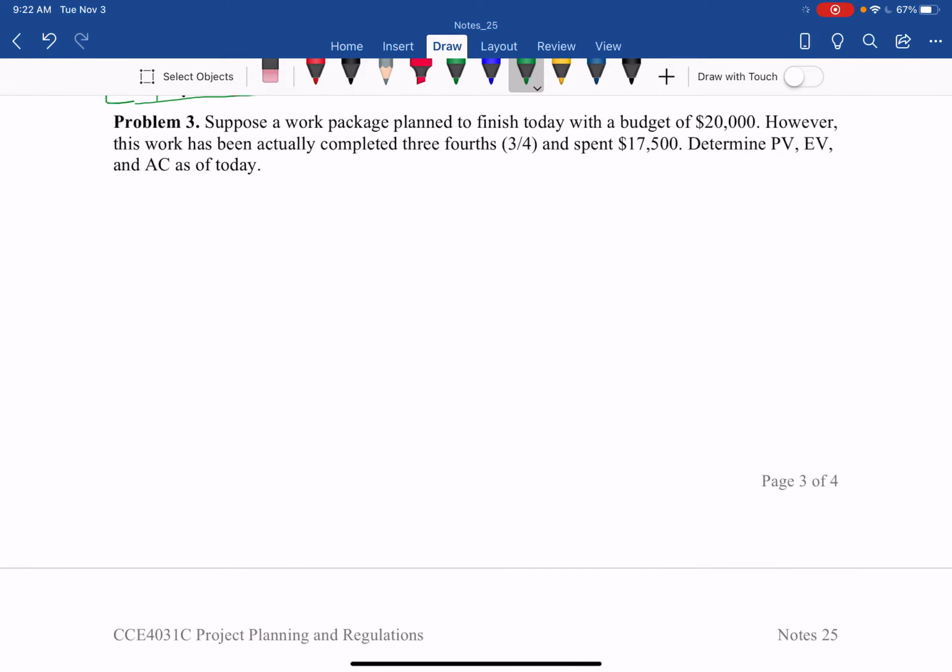Problem 3: suppose a work package planned to finish today, so complete 100% today with a budget of 20,000. However, this work has actually been completed 3/4 and spent 17,500. Determine PV, planned value, EV, earned value, and AC, actual cost as of today.